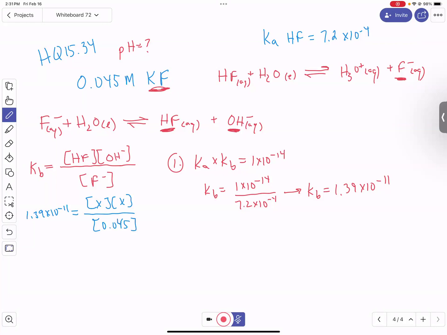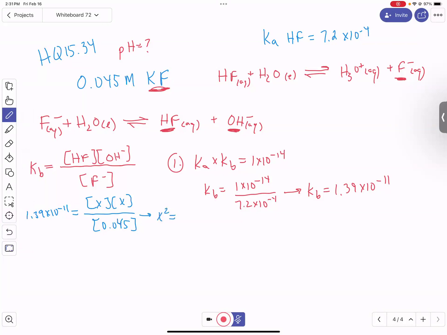Potassium fluoride is a strong electrolyte that ionizes completely. So that's going to equal my concentration of fluoride. So we can plug in the 0.045 down here. I just talked about how we don't know the HF concentration or the hydroxide concentration, but for every fluoride that reacts, we're going to get 1 HF and 1 hydroxide. So it's a 1-to-1. We can call both of them X, and then we can have an equation we can solve. So I multiply across by 0.045.